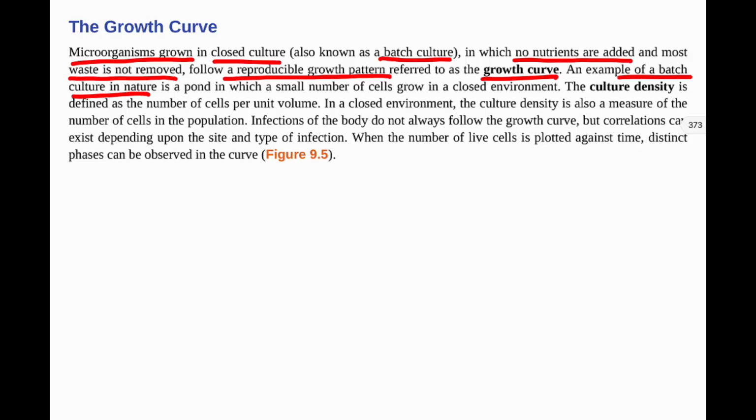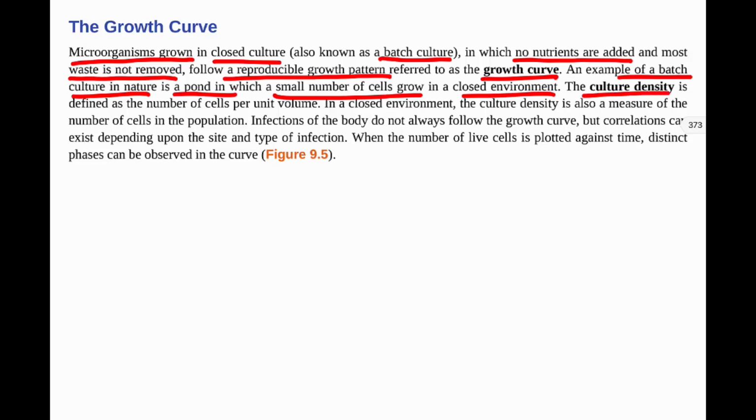So an example of a batch culture in nature, if we're not talking about a petri dish or an agar plate, would be a pond, for example. If we have a small pond in a yard, and we have a small number of cells that are growing in this closed environment. So let's say we have some bacteria in this pond, or maybe some small baby pool type thing in the backyard. We're not really adding any more nutrients to it. We're not going to be adding anything else to it to allow those bacteria to grow, but we're also not taking away the wastes in the fluid, in the water, for example.